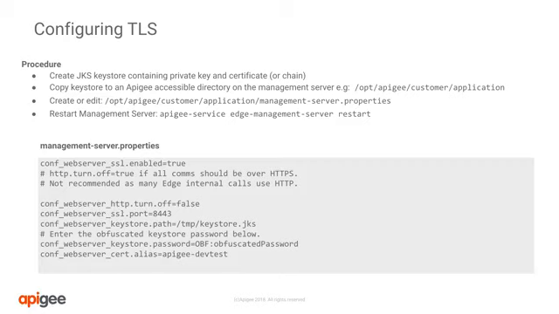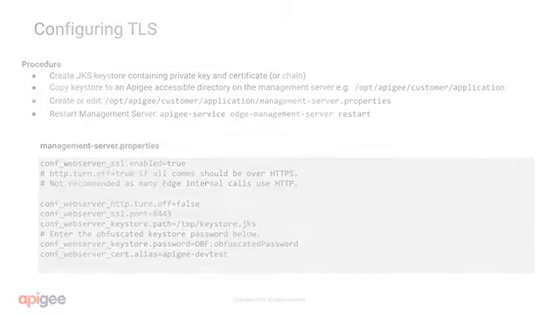Next, edit or create a management server.properties file in the customer application directory containing the information shown. You can see in the configuration that we first enable SSL, we set the SSL port to be 8443, we provide the full path to the key store and the obfuscated password, and finally we provide the certificate alias. Once complete, restarting the management server using the Apigee service command will enable SSL.